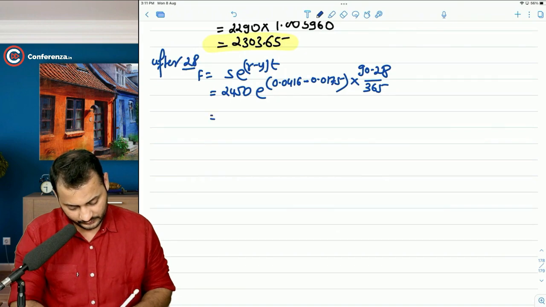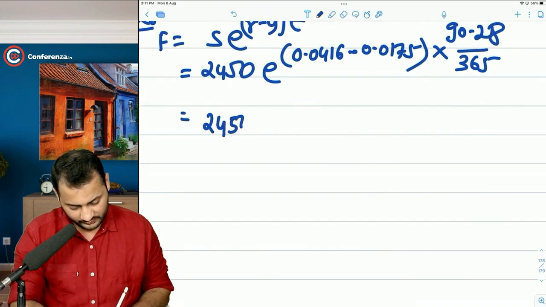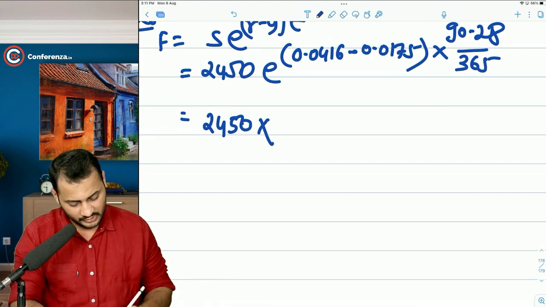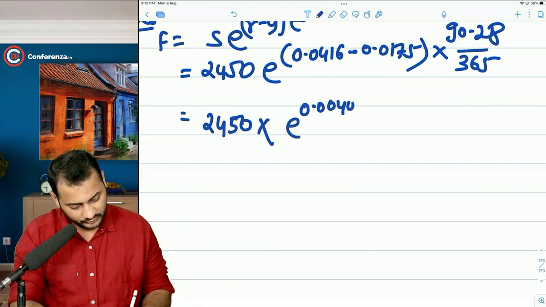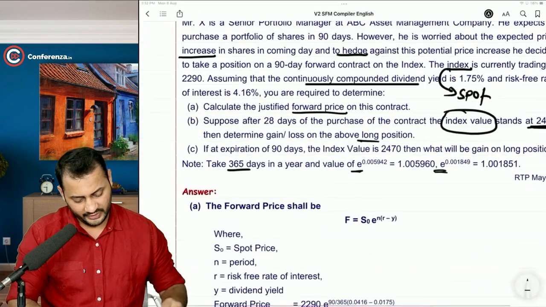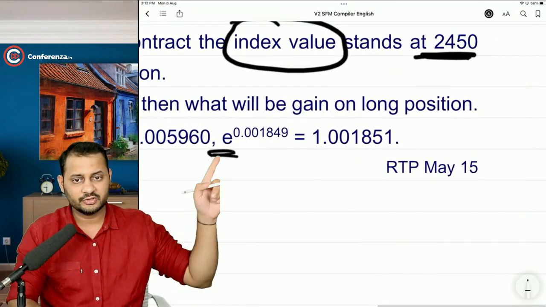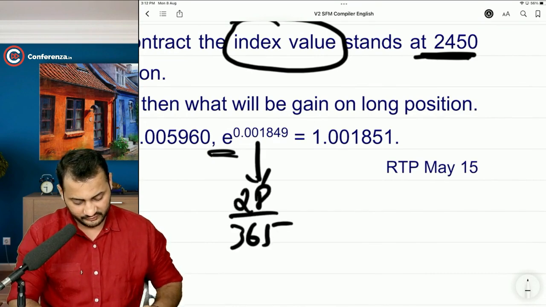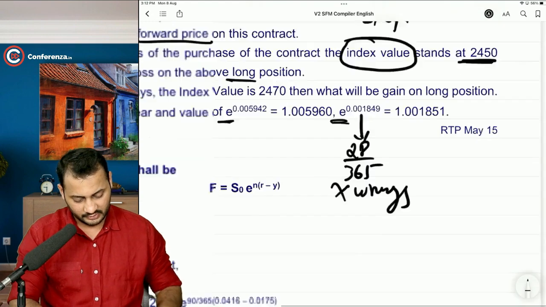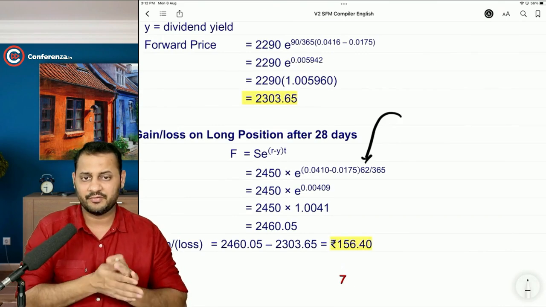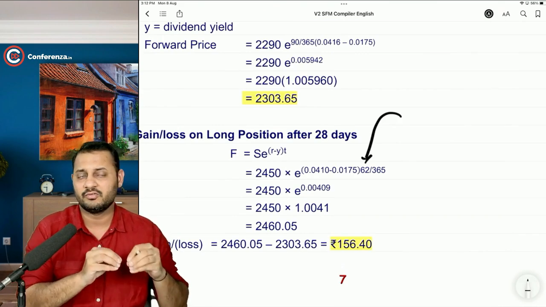So 2450 into e to the power (0.0416 minus 0.0175) into 62 divided by 365, which is e to the power 0.00409. Now, do we have a calculation of e to the power 0.00409? No, sir. The value in the question is calculated based on 28 by 365, which is totally wrong. The answer in the question is also right because we have taken 62. I have changed the answer myself.